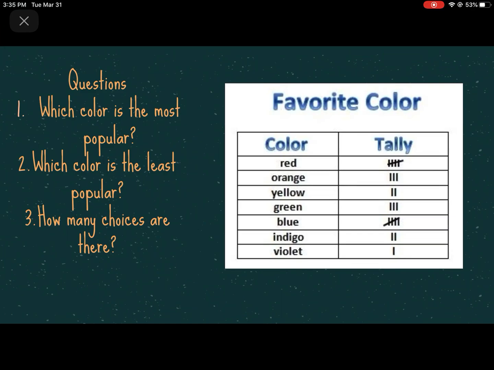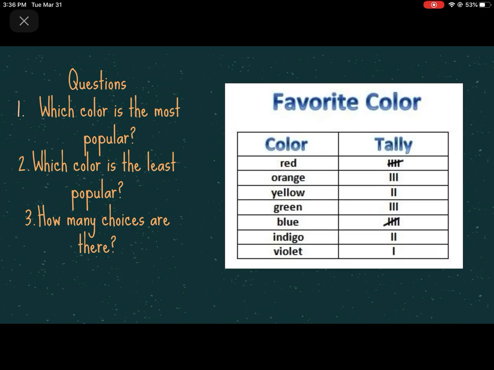And the last question, how many choices are there? So again, that's where we need to use our labels and pay attention to our graph and what they're asking us. They're not asking us how many people we asked or how many people liked a certain color. They're asking how many choices were given. So our choices were red, orange, yellow, green, blue, indigo, and violet. So if we counted those up, our choices would be 7.